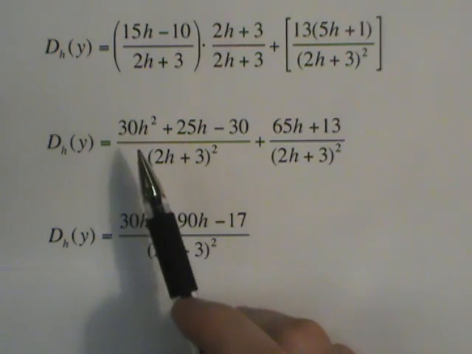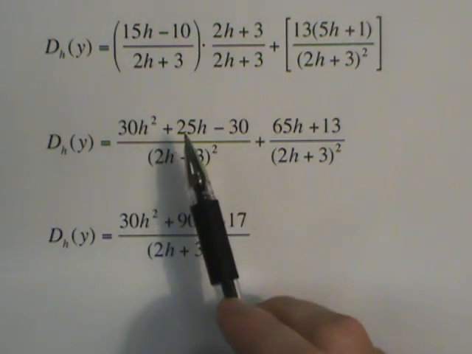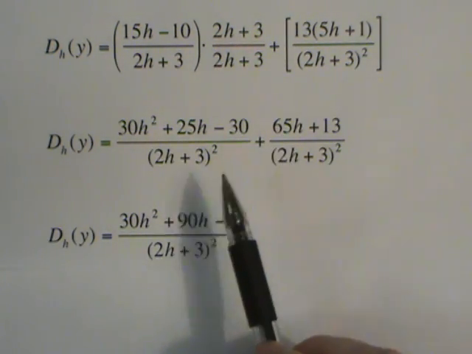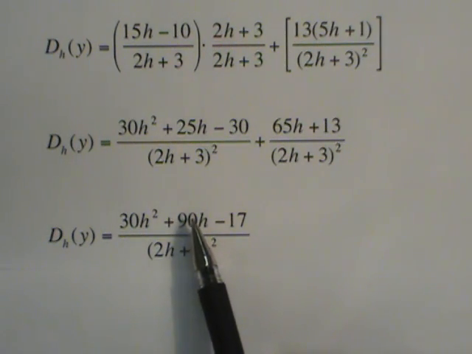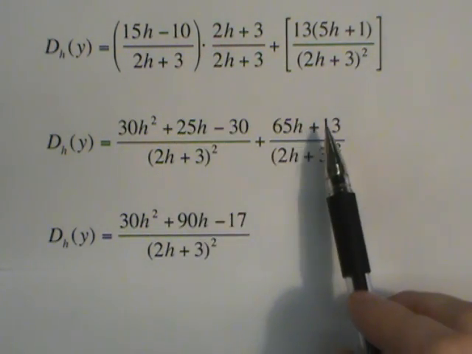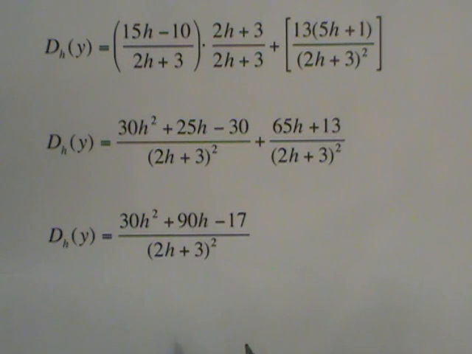And so I have my 30h squared, 25h plus 65 is 90h, and then the negative 30 plus 13 is minus 17 over the common denominator of 2h plus 3 quantity squared. That was our fourth example.